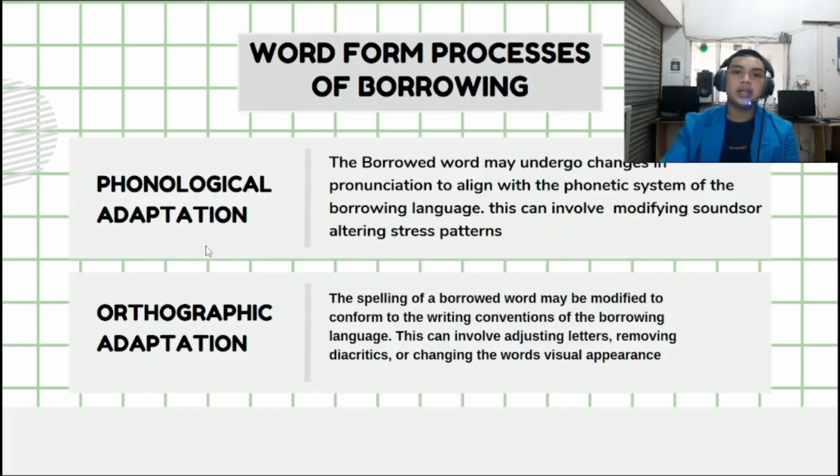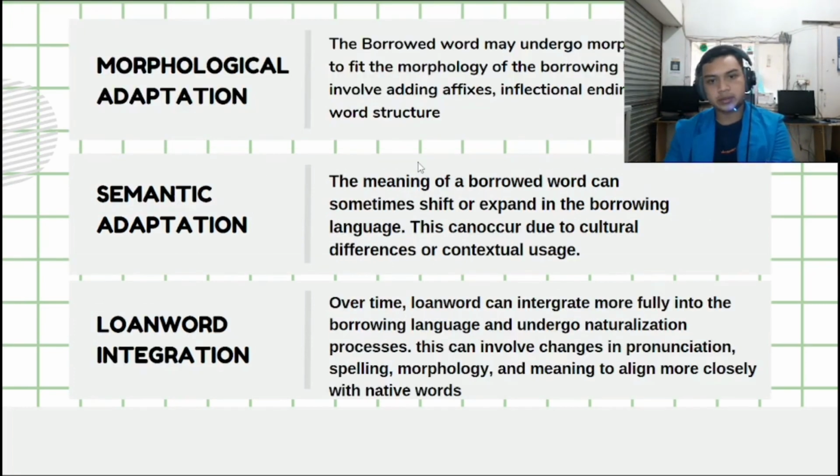And the next is word formation from the process of borrowing. The first is phonological adaptation. The borrowed word may undergo change in pronunciation to align with the phonetic system of the borrowing language. This can involve modifying sounds or altering the stress patterns. And the next is orthographic adaptation. The spelling of a borrowed word may be modified to conform to the writing conventions of the borrowing language. This can involve adjusting letters, removing accents, or changing the word's visual appearance.